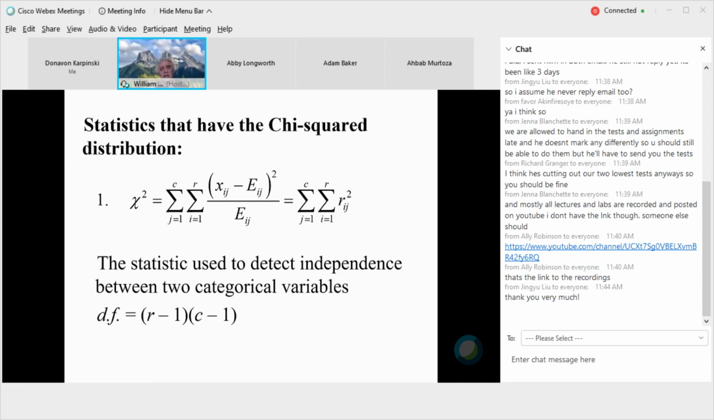That, again, has a formula. It's the row total times the column total divided by n. This statistic here is a sum of squares. This can be shown to have a chi-squared distribution. The degrees of freedom is r minus 1 times c minus 1. The degrees of freedom is the number of independent terms in the sum. There's a total of r times c terms, but they're not independent.